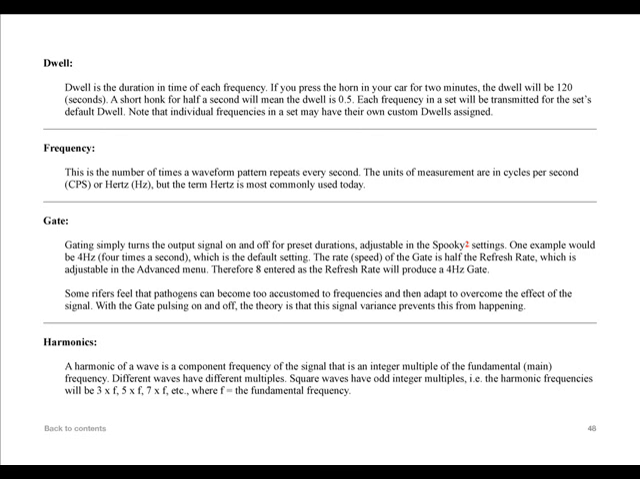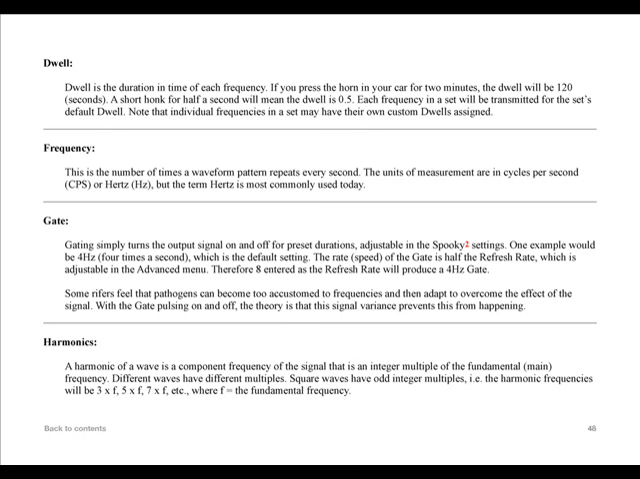Frequency: this is the number of times a waveform pattern repeats every second. The units of measurement are cycles per second, CPS, or hertz, but the term hertz is most commonly used today. Gate: gating simply turns the output signal on and off for preset durations, adjustable in the Spooky2 settings.